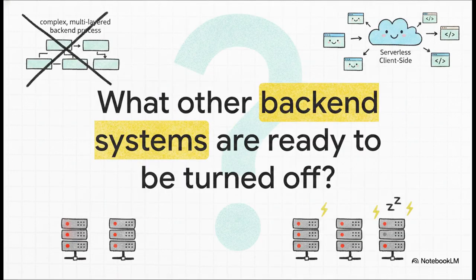Mind-blowing, right? Which leaves us with this final, really provocative thought. We've just seen how a complex, multi-layered back-end process was completely replaced by isomorphic libraries running directly in the browser. So I have to ask you, if the modern browser can handle full AST parsing, run real-time language server protocols, and manage complex API orchestration completely on its own, what other back-end systems are ready to be turned off? Think about the heavy servers you rely on right now. How many of them are just sitting there waiting for a serverless client-side pivot?